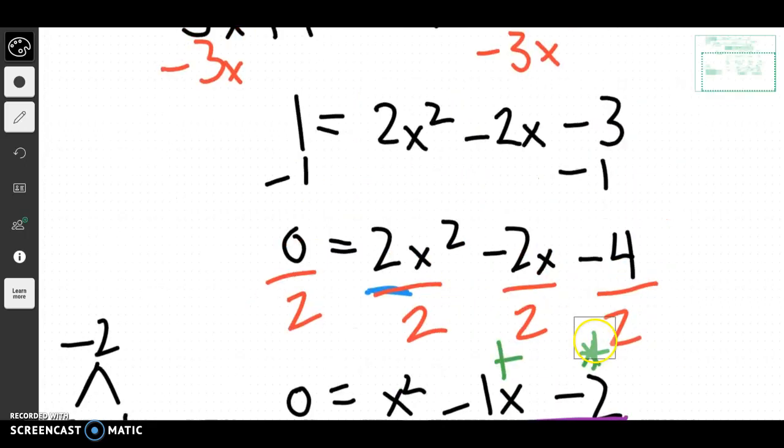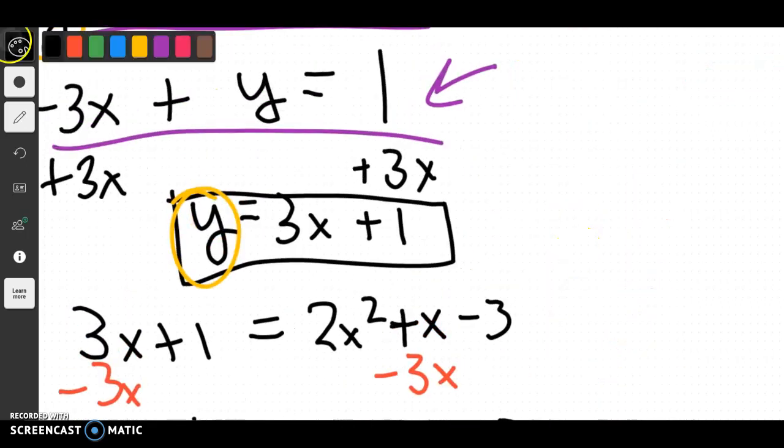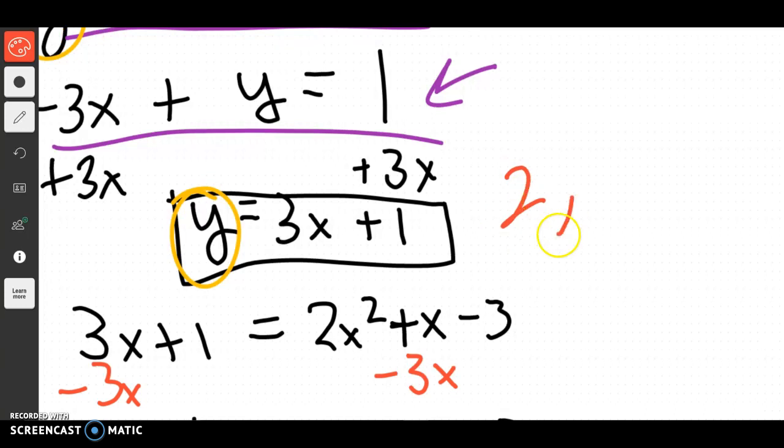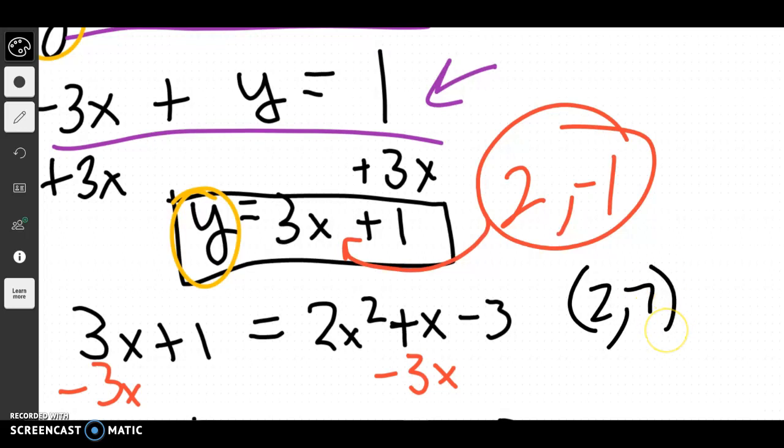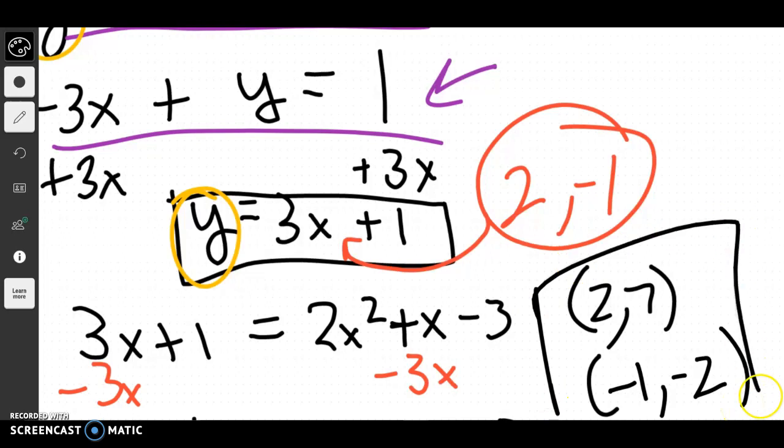So let's look up here. So we want to plug 2 and negative 1 in for x right here and find what our points are. So when you plug 2 in, you get 6 plus 1, which is 7. And then when you plug negative 1 in, you get negative 3 plus 1, which would be negative 2. And that would be your answers.